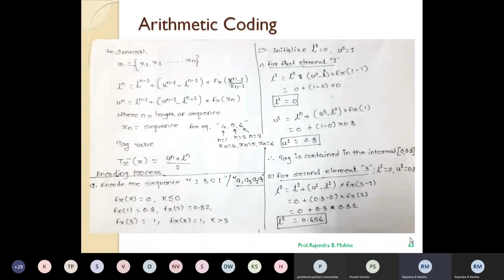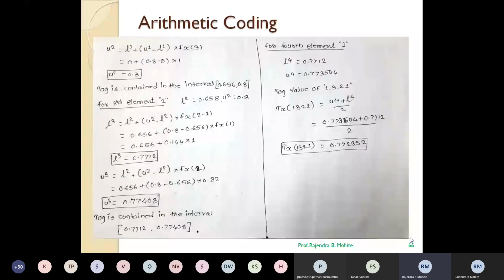The tag value T of x is calculated as u raised to n plus L raised to n divided by 2. Based on the final nth value, we calculate the tag, and you can simplify all the equations, calculating the tag for each and every element. Suppose your given sequence consists of 4 elements, so we calculate the 4 tag values in the encoding process. Then the final tag value T of x you calculate using u raised to 4 plus L raised to 4 divided by 2.